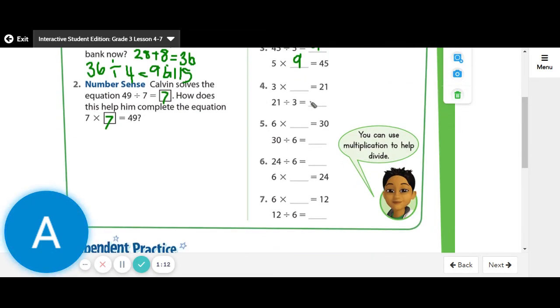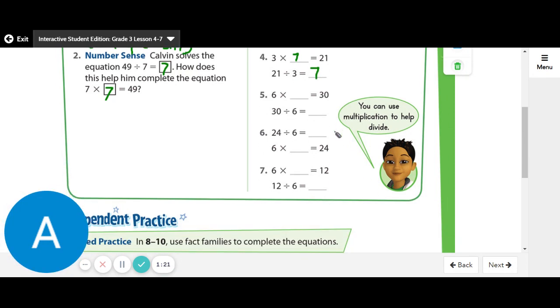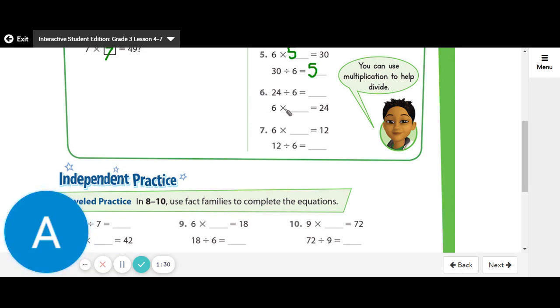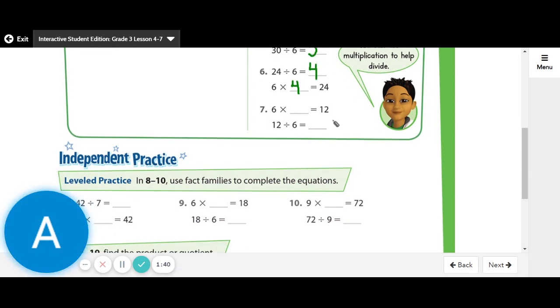3 times something is 21. I'm trying to find 21 divided by 3. So I want to think about 3 times 7 is 21, so 21 divided by 3 equals 7. 6 times something is 30. I know 6 times 5 is 30, so 30 divided by 6 would be 5. 24 divided by 6, I can think about 6 times something is 24. I know 6 times 4 is 24, so I know 24 divided by 6 would be 4. 6 times something is 12. I know 6 times 2 is 12, so 12 divided by 6 would give us 2.